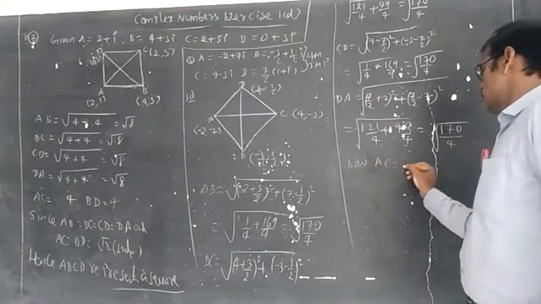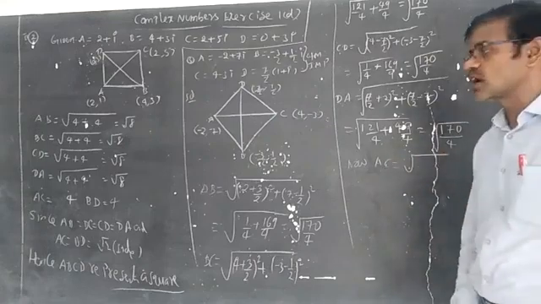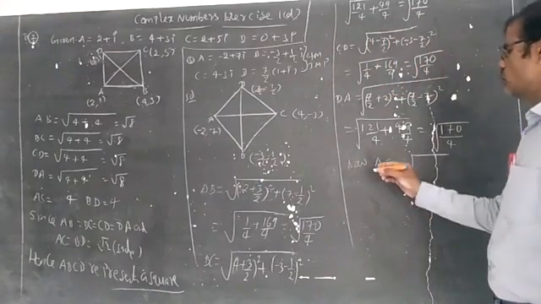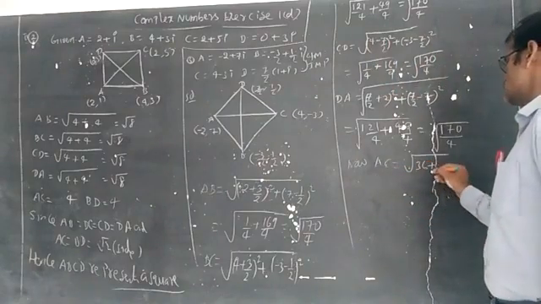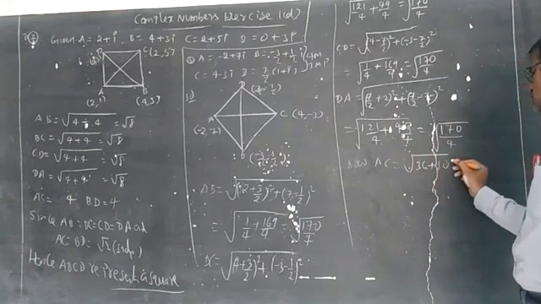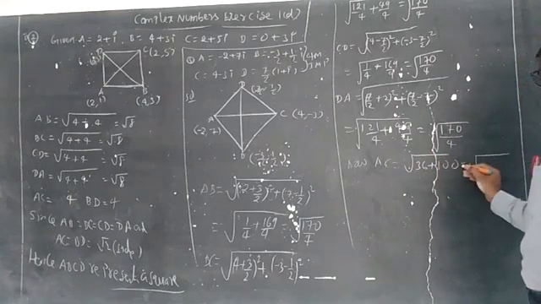Now AC. The lengths of diagonals are not equal in a rhombus. That is why calculate the length of AC. (4 plus 2) whole square, this is 36, plus (7 plus 3) whole square, or minus 3 minus 7 whole square, is 100. It is root 136.